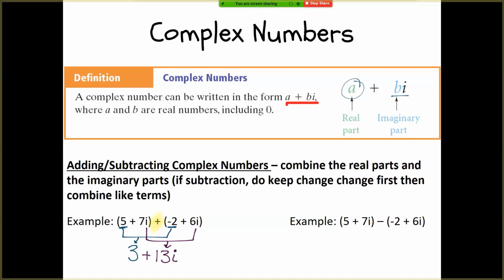So treat it just like you would 7x plus 6x. 7x plus 6x would be 13x. Instead of an x, we have an i. So that would be your final answer, 3 plus 13i.